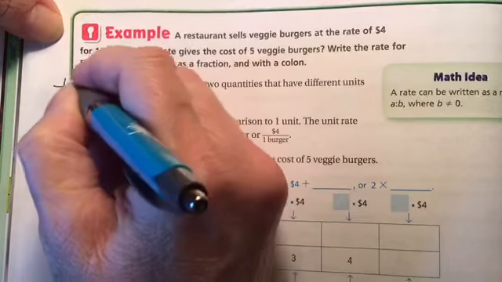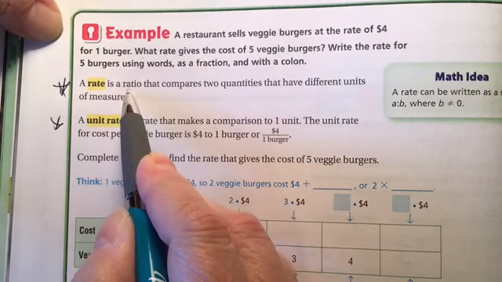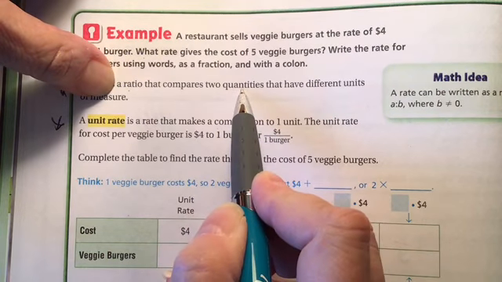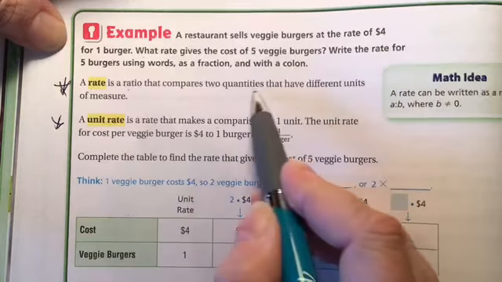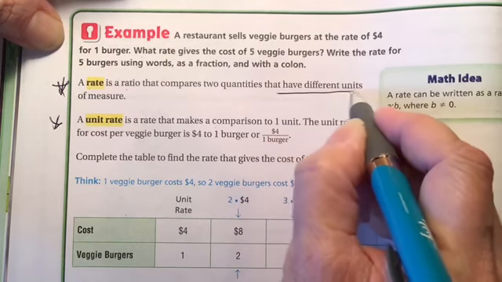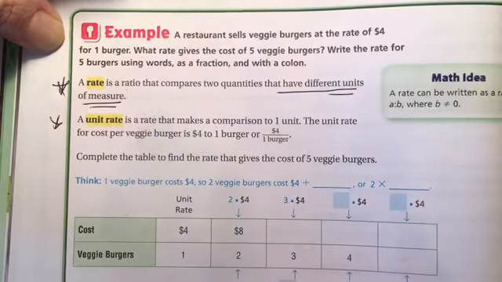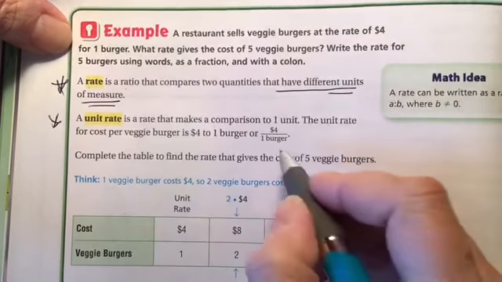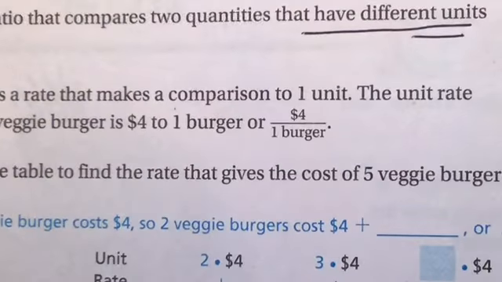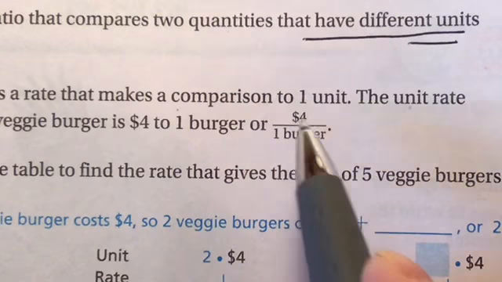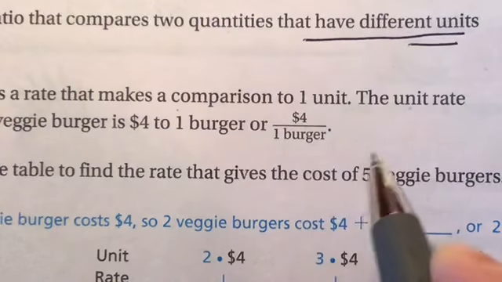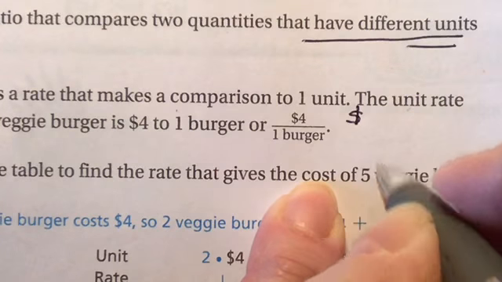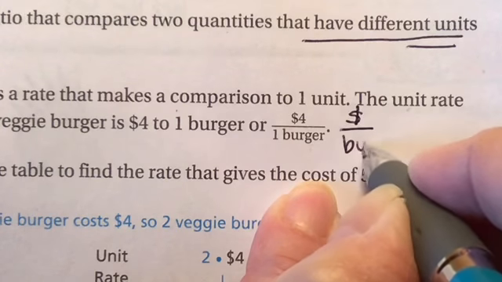So this is huge here. A rate is a ratio that compares two quantities. So remember, ratio compares two quantities. That's nothing new. But what makes it a rate is that these two quantities have different units of measure. That is huge. So what that means is, and I don't know if you can see it very well, I'm going to zoom in a little bit here. So they gave me $4 to one burger. So my units up on top are the dollars, and my units on the bottom are burgers.